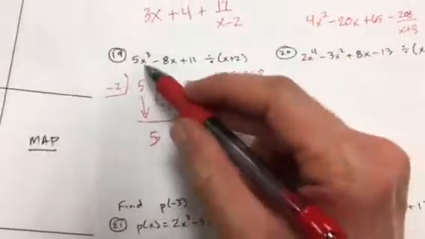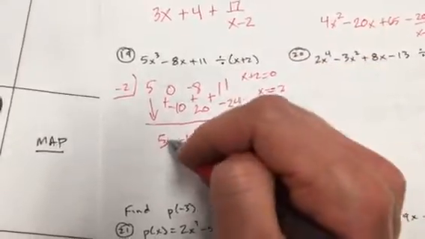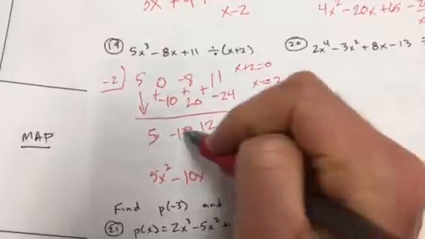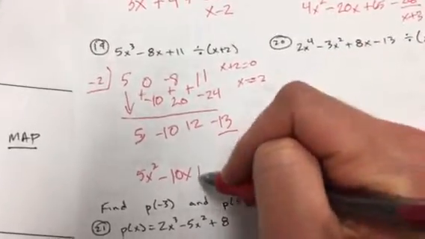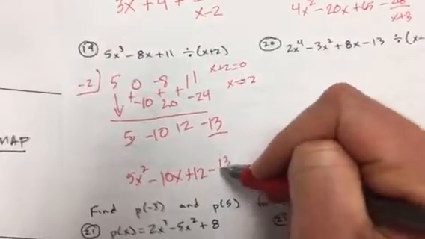That's your remainder. Started with 5x to the third, 1 power less because you're dividing by x. This is going to be 5x squared minus 10x, 1 power less. 12 is your constant, plus 12. Negative 13 is your remainder, so you write it as minus 13 over x plus 2.